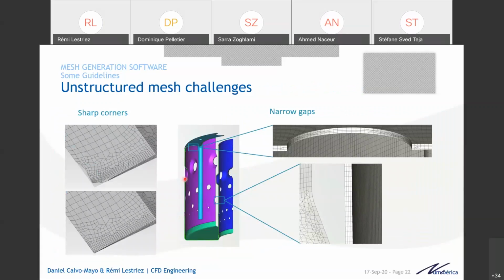Some of the difficulties we face when we generate a mesh can be very sharp corners. You see, if you don't have very specific development, this is the kind of thing that can happen to you. Then we try to capture some narrow gaps. So you start from a kind of isotropic mesh and you want it anisotropic, so you want to stretch the cell in a direction. So you have to define some very specific algorithm for that.